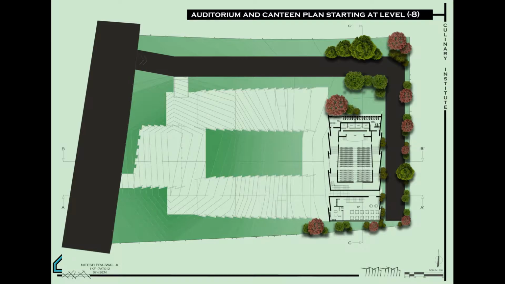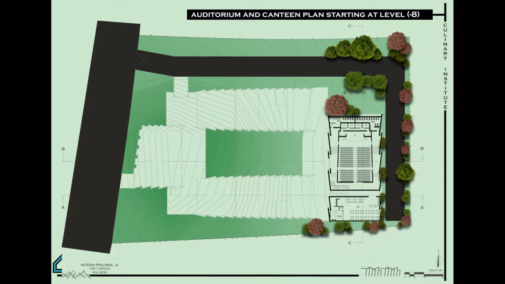Auditorium and canteen plan starting at level -8. The auditorium has been placed close to the academic block and it is near the parking also. There are two entries for the auditorium, first from the academic block and second from the parking. The auditorium has a capacity of 400 seats, accommodated in a combination of stepping and flat floors. The auditorium consists of two floors, with a mezzanine, also known as a balcony.